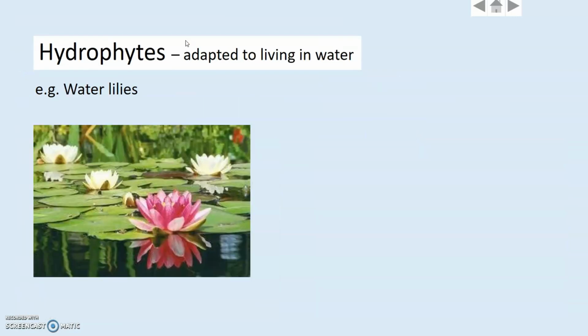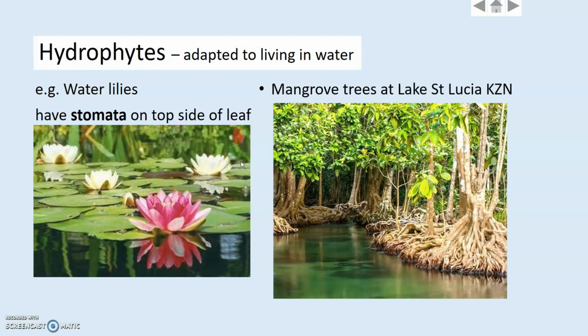The other extreme are hydrophytes, which are adapted to living in the water, like the water lilies. Now, we mentioned earlier that the exchange of gases during photosynthesis occurs through the leaves. Well, they have stomata, these small holes on the top side of the leaf. Mangrove trees, like we see at St. Lucia in KwaZulu-Natal, are adapted to living in the water.